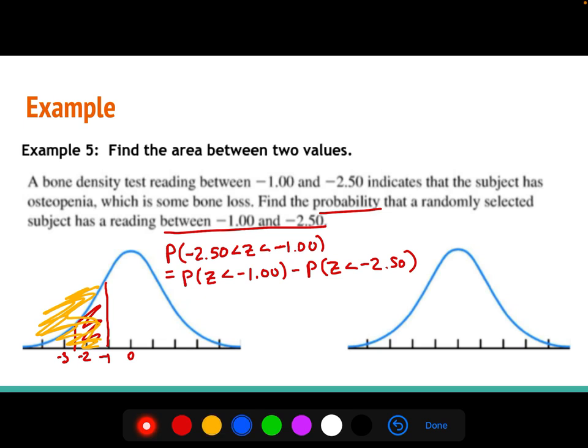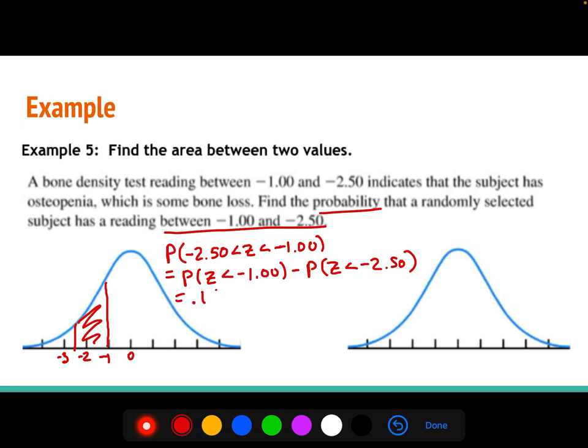Now make sure we got that right. Here, less than -1 is all this, okay? And less than -2.5 would just be this. So that would leave, if you take off the green from the yellow, it would leave the red part. That's what they're trying to say.